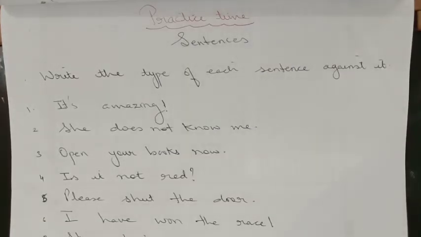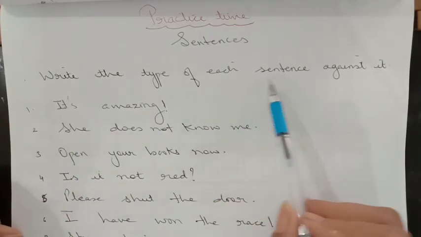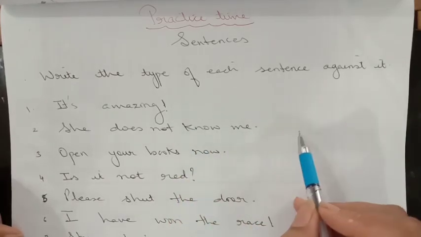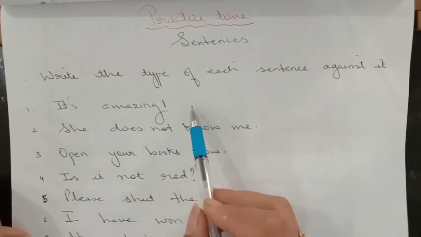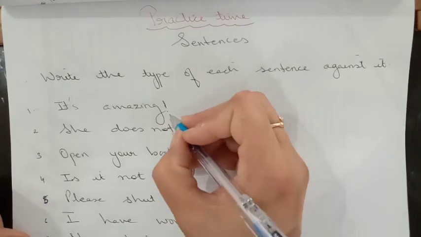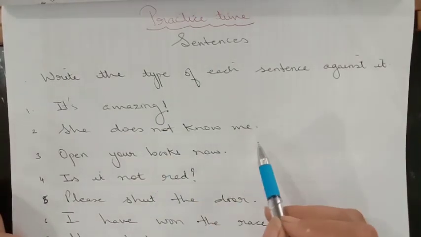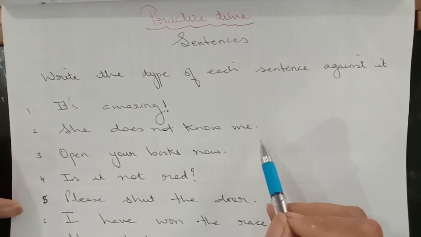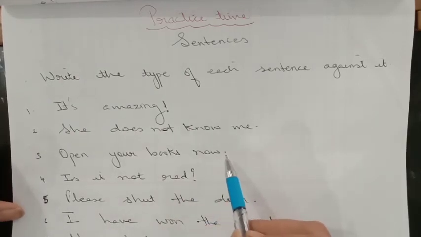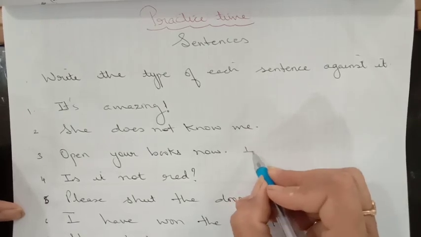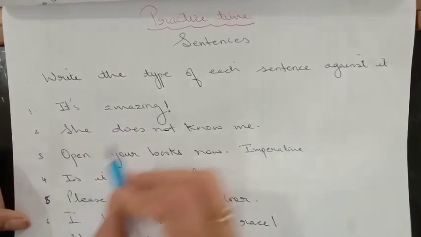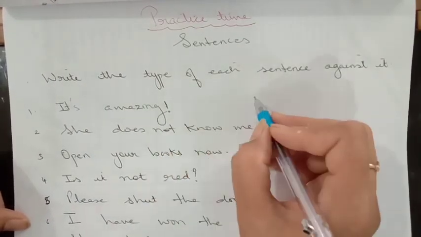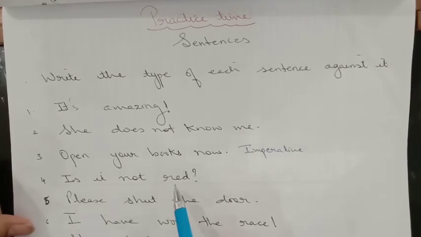Let's practice some sentences. Different types of sentences are in front of you. Write the type of each sentence against it. You have to simply write the name. It's amazing. What kind of sentence is this? It is an exclamatory sentence because you can see the exclamation mark at the end. She does not know me. It is your assertive sentence. Open your books now. It is your imperative sentence. So you just simply mention it here. If it is imperative, write imperative. If it is exclamatory, just mention exclamatory.